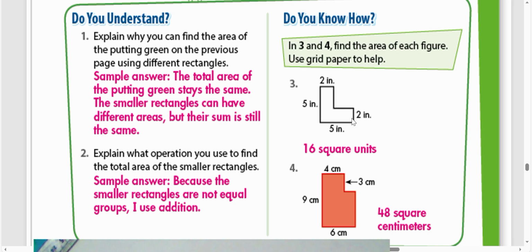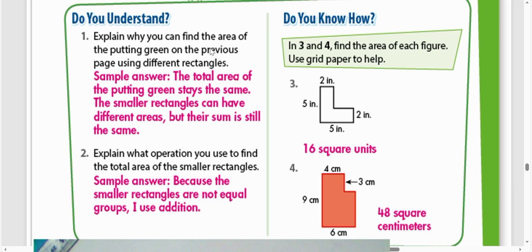First rectangle: 5 times 2 equals 10, and the second will be 2 times 3 equals 6. This length to this place will be 2 times 3 is 6. 6 plus 10 equals 16. Then the area will be 16 square inches.